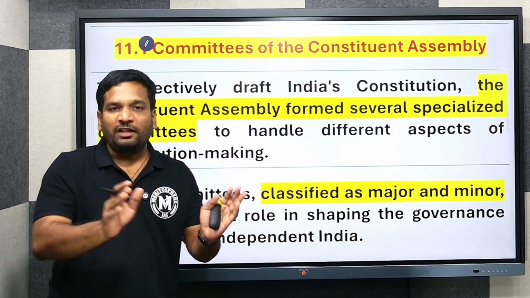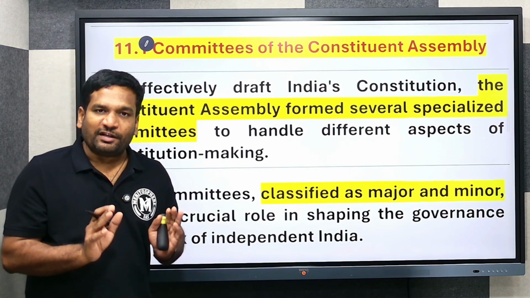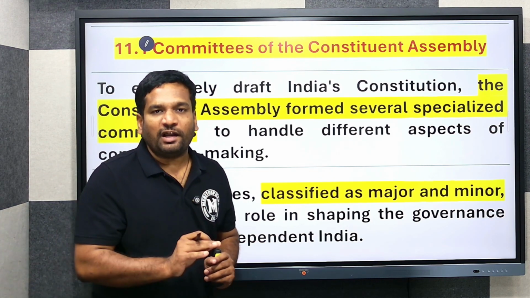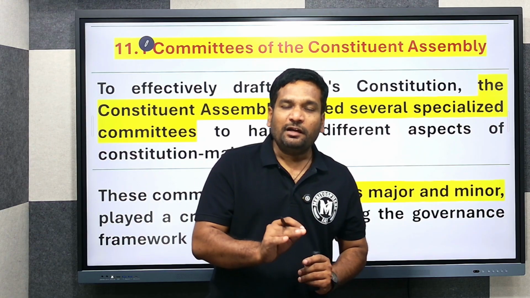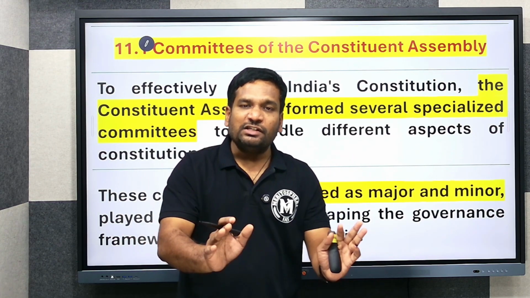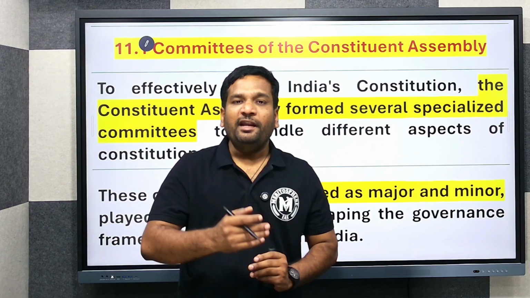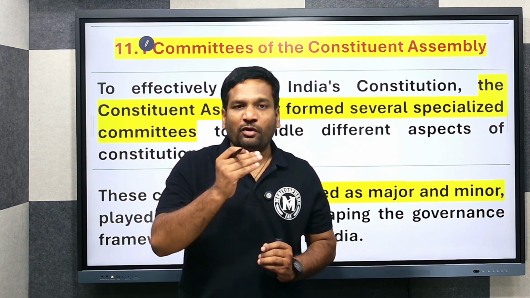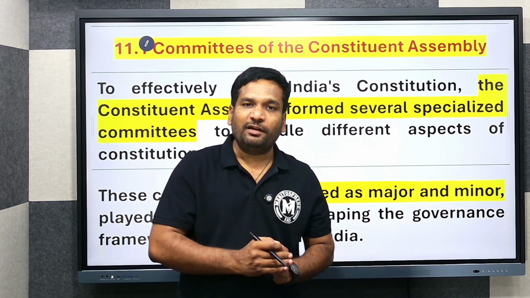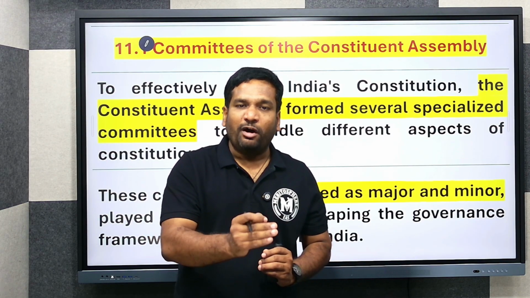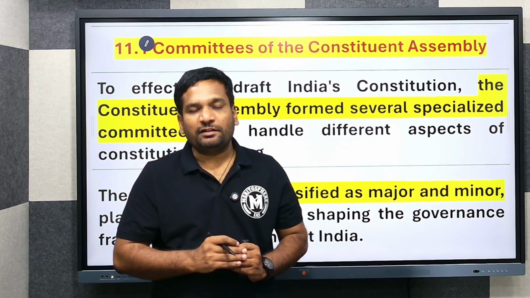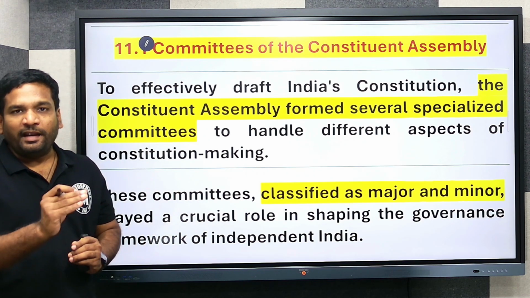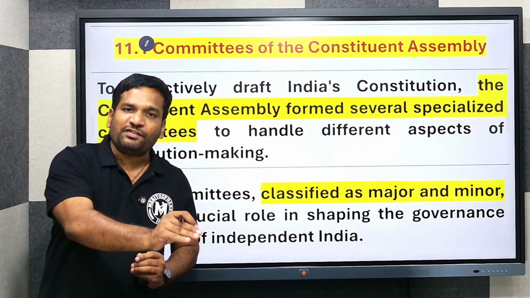All the recommendations of all the committees were taken up by the constitutional advisor, who is nothing but Sir B.N. Rao. Sir B.N. Rao took up all the recommendations from all the major and minor committees, and prepared a draft text. When the drafting committee of the Constituent Assembly was formed on 29th August 1947, after India got independence, it worked on the draft text which was prepared by Sir B.N. Rao.